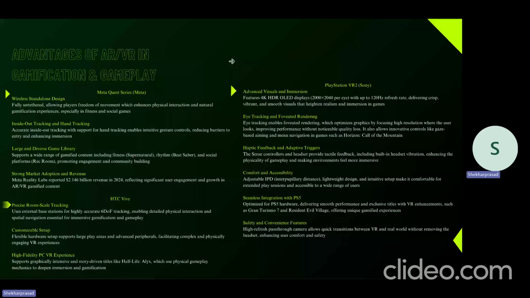On this slide, we look at the core advantages of three leading AR/VR platforms: Meta Quest series, HTC Vive, and PlayStation VR 2, and how each elevates gamification and gameplay. The first, the Meta Quest series, is a fully wireless, standalone design that gives players total freedom of movement, with no cables or PCs holding you back, making it perfect for fitness and social games that rely on natural, full body interaction. Inside-out tracking combined with hand tracking means your hands become the controllers. Simple pinch, grab, and swipe features feel intuitive and eliminate bulky peripherals.